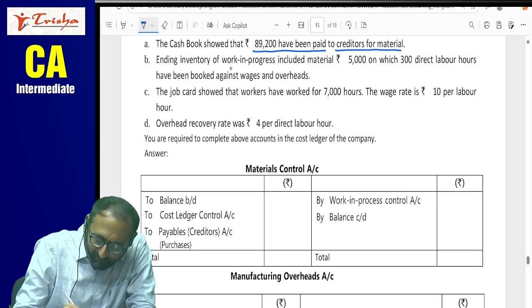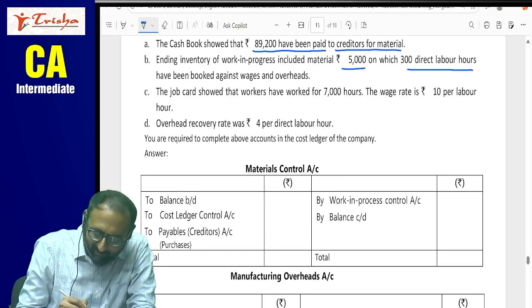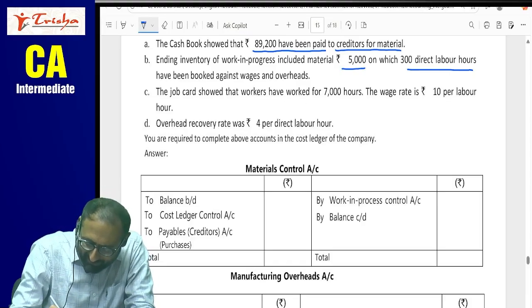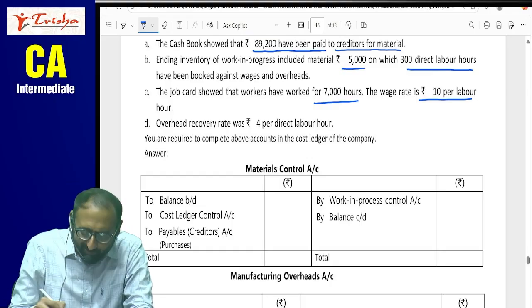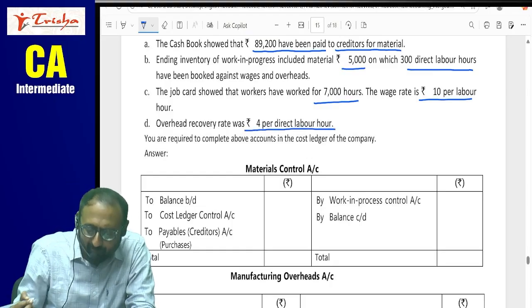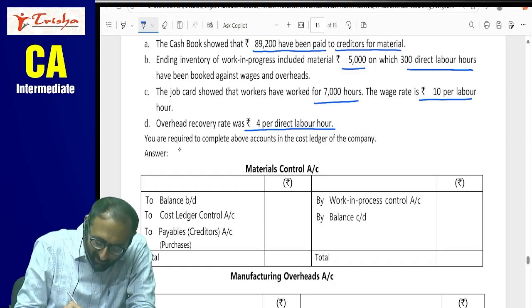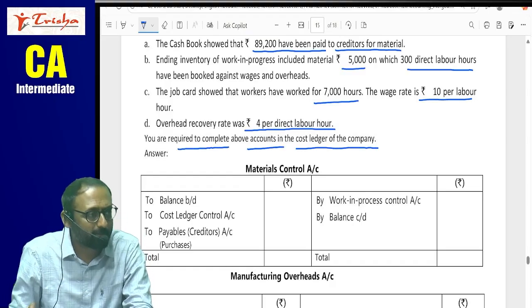Ending inventory of work in progress includes material cost 5,300, and labor hours are included in that. Job card shows that workers have worked 7,000 hours. Wage rate is rupees 10 per hour. Overhead recovery rate is rupees 4 per labor hour. So the overhead rate is also given in the question. You are required to complete the above accounts in a cost ledger of the company.